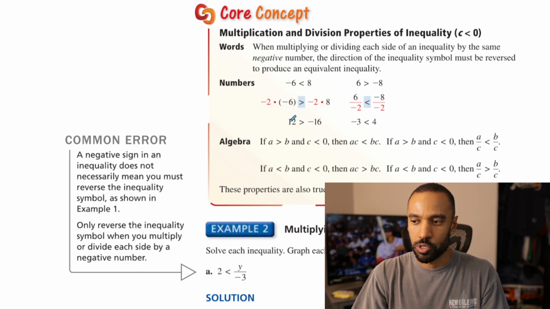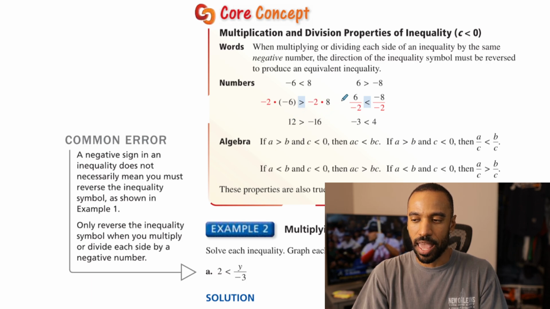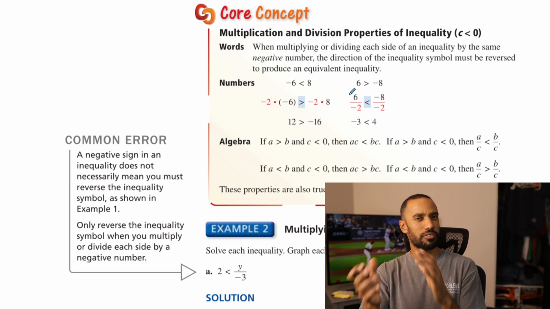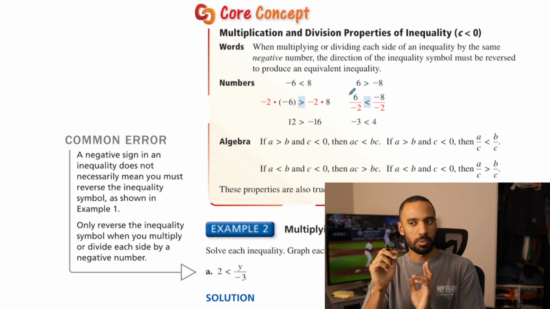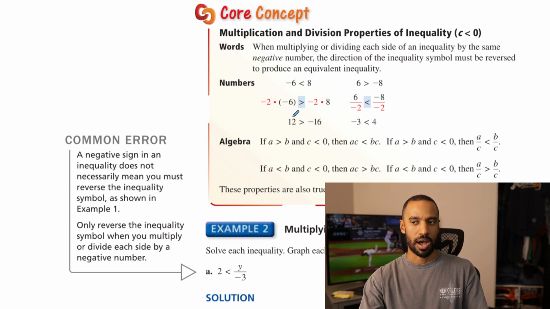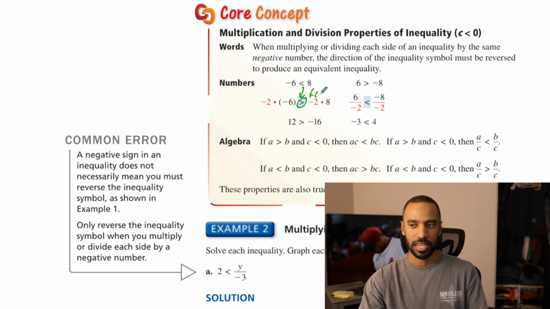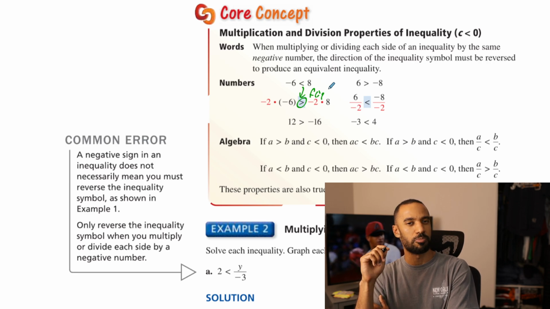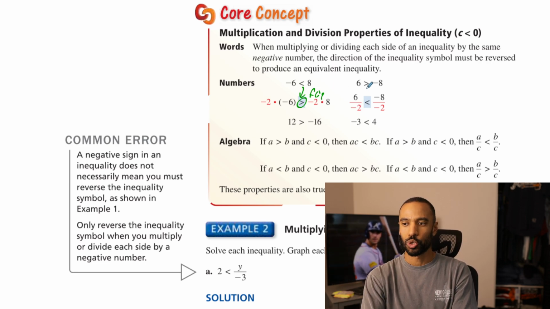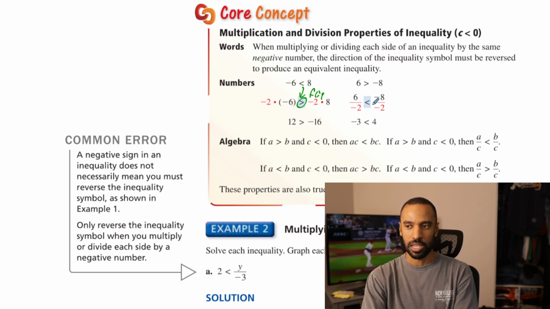Negative 6 times negative 2 is positive 12. Negative 2 times 8 is negative 16. What was positive turned negative, and what was negative turned positive. A negative is less than a positive, but a positive is greater than a negative. Notice the flip that they did here. You flip the inequality once you multiply both sides by a negative number. Also true for division. You divide both sides by a negative number, the inequality flips.